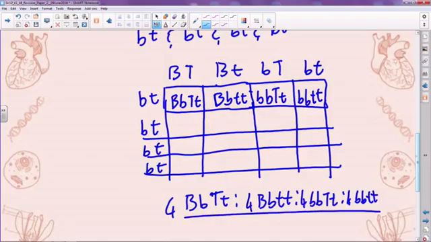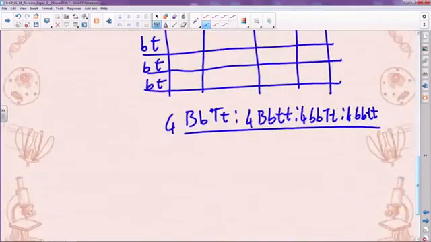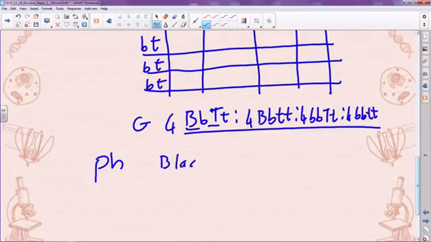So let's see what they said here. They said, give the phenotype ratio of the offspring. Phenotype, okay? That is your genotype. So let's get your phenotype going here and have a look at it. There's a capital and there's a capital, so it's black, and if I'm not mistaken, it's short.